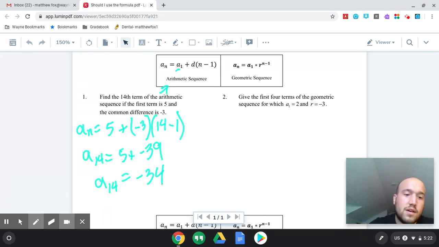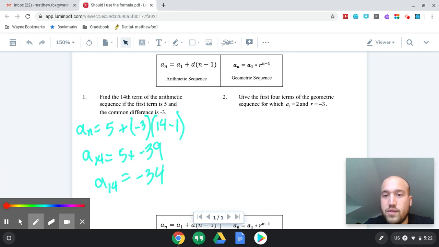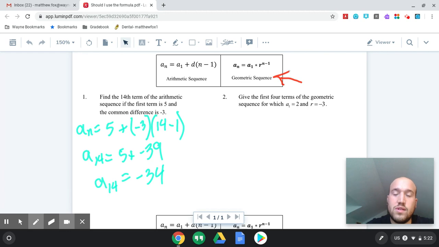However, on this second problem here, it says give the first 4 terms of the geometric sequence for which a sub 1 equals 2 and r equals -3. So if you want to, you can plug those into this and use it to find a sub 1, a sub 2, a sub 3, and a sub 4. However, if we remember what a geometric sequence is, I think it'll be quicker. Don't worry about the formula. Let's just find it. Because the first term, a sub 1, they already gave it to us. It's right there, 2. Done.